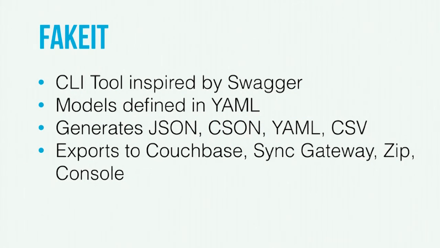So we built a CLI tool called Fakeit. Fakeit is very similar to Swagger, and if you've looked even at the YAML model I showed you before, it's very, very similar to Swagger and what it can do. So we define our models in YAML, and what Fakeit can do is generate JSON, CSON, YAML, CSV, and it can also export data to zip archives, to Couchbase, Sync Gateway, or just output it directly to the console that you could then pipe somewhere else and do whatever you want to do. And it's built using Faker.js and Chance.js, which are exposed, but you also have your own custom build functions, right?